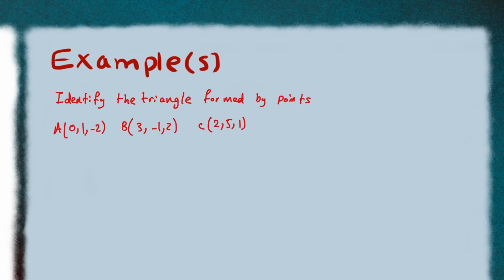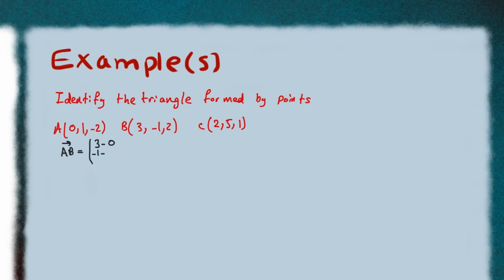We want to identify the triangle that is formed between 3 points, and these 3 points are now in 3 dimensions. To figure out the type of triangle, we need to look at the length of the different sides. If we figure out that all of the sides are the same, then we've got an equilateral. If 2 are the same, then we've got an isosceles, and otherwise we have a scalene triangle. So we're going to find the lengths first.